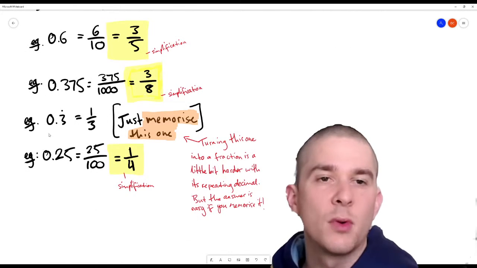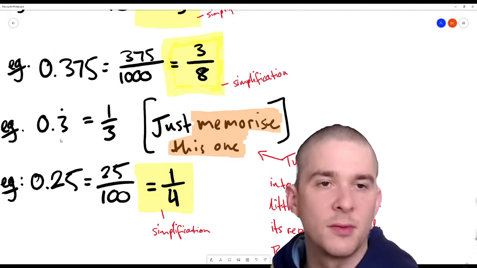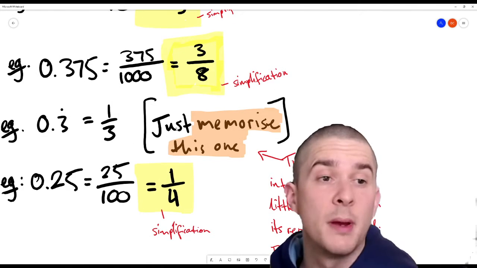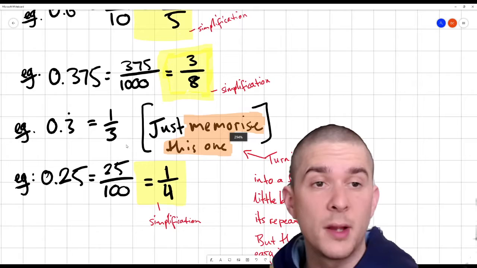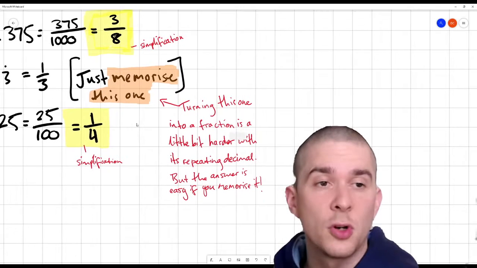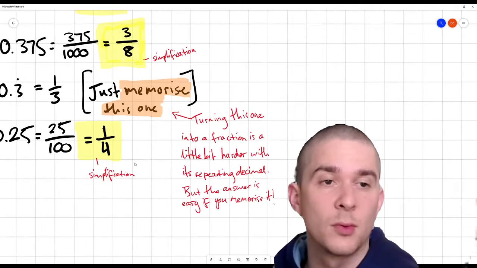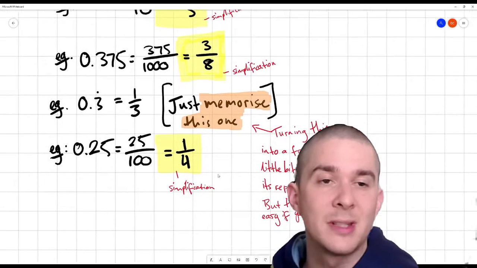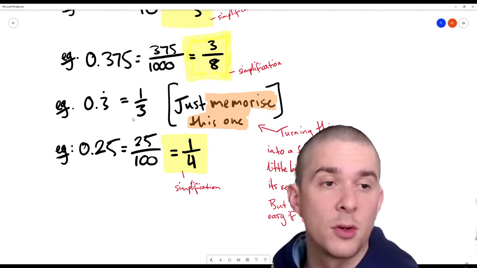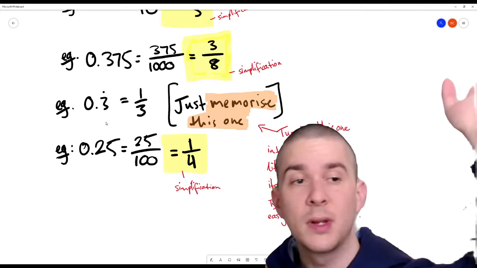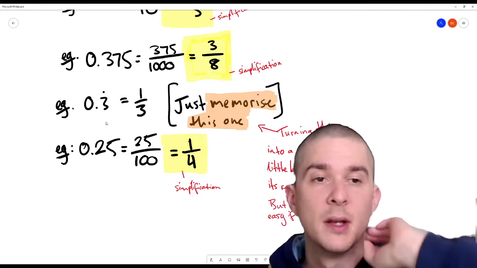Now this one, 0.3 repeater, this dot up here means the 3 repeats forever. This is one you should just memorize. It's a really useful one, but to turn this one into a fraction is a little bit harder because of the repeating decimal. So the answer is easiest if you just memorize that 1/3 is 0.3 repeater. It's 3's everywhere. It shouldn't be too hard.